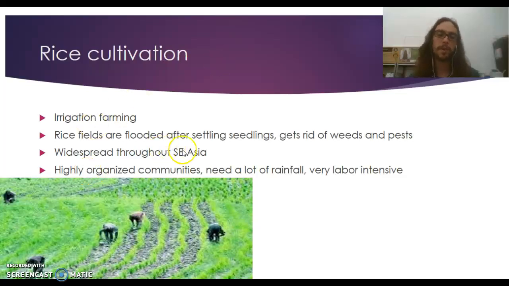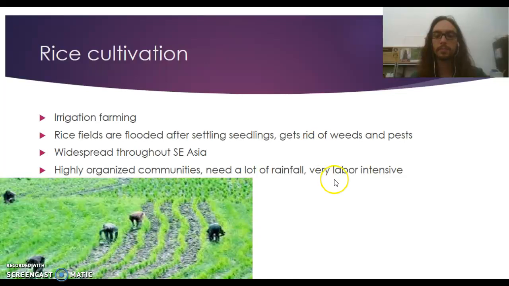This is widespread throughout Southeast Asia. This is like a huge agricultural practice there. And we talked about the California Wetlands Restoration Project with rice. And rice cultivation is like a really highly organized community. It needs a lot of rainfall and it's very labor intensive.